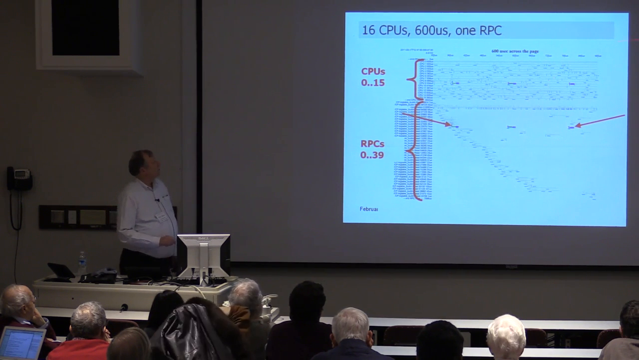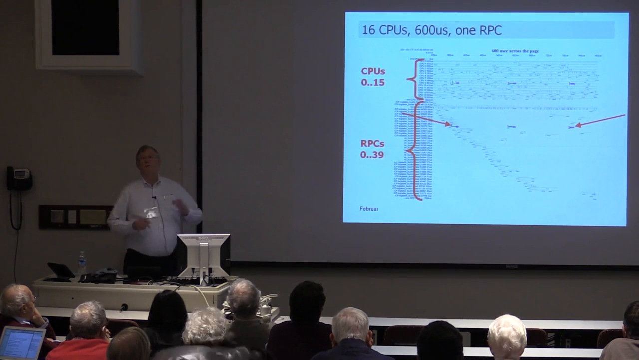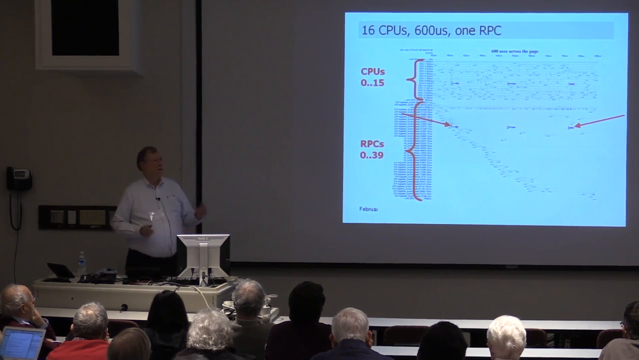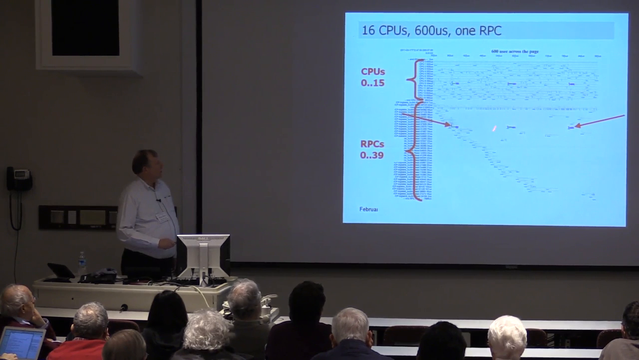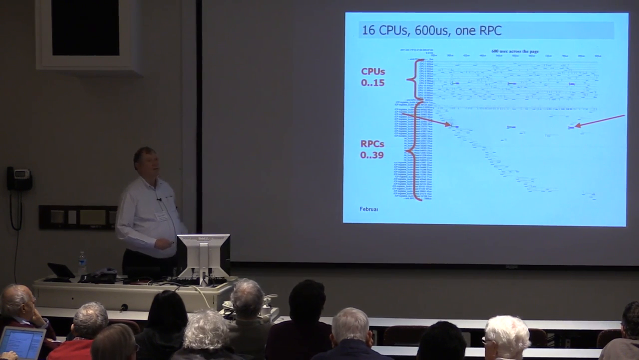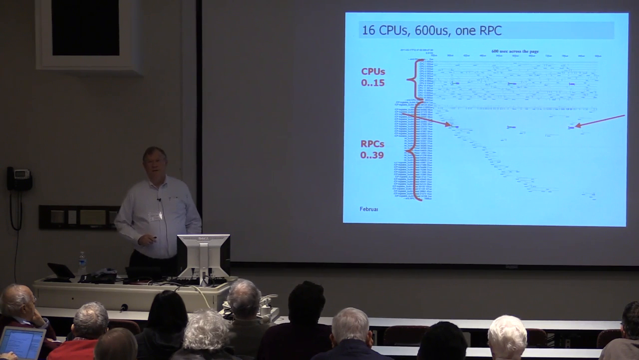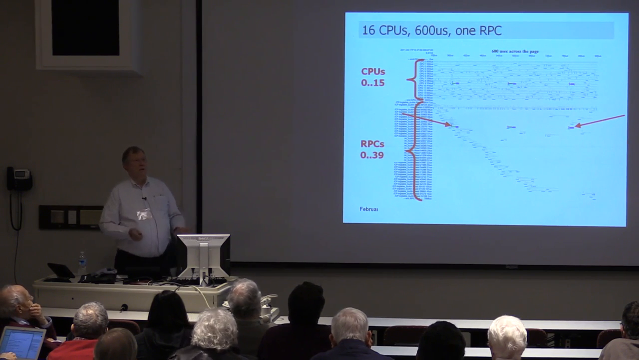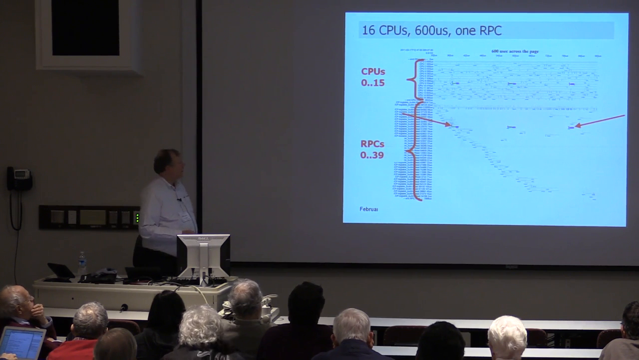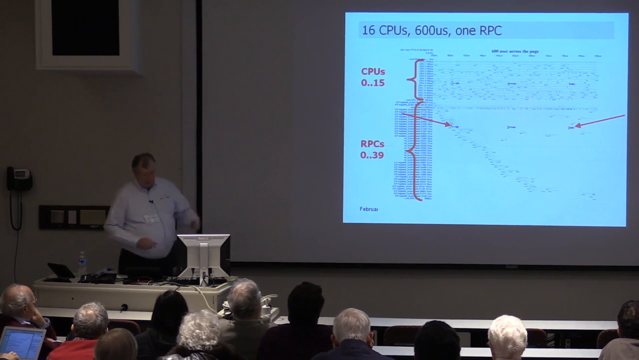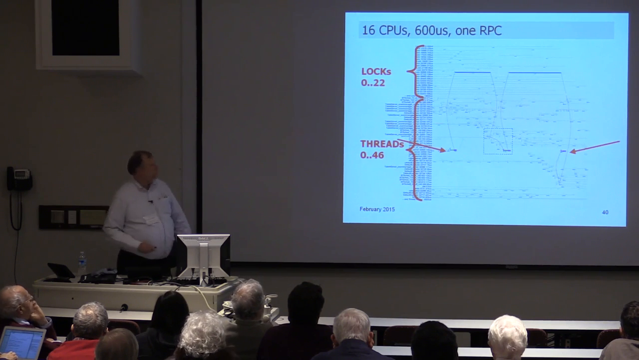If you did a CPU profile of this transaction, you would learn nothing. Because CPU profiles don't tell you about the time when you're not running, which is the whole story with this transaction. It's why is it waiting? CPU profiles tell you what's going on when you're actually executing instructions. So that's the one RPC. And you can sort of see the surrounding context, which turns out to be useful, of course.